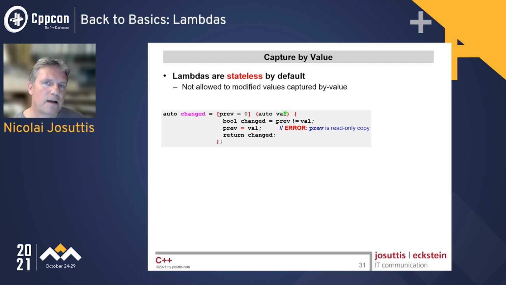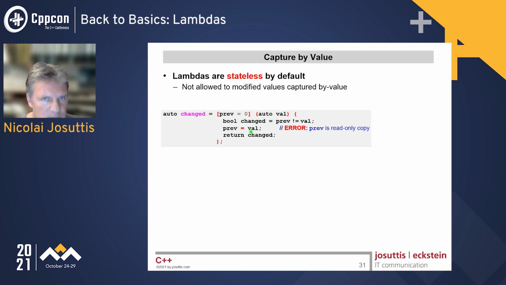The way to implement that is pretty easy. Let's check whether the previous value, initially 0, is different from the new value. Then we change. Then we have to store the new value here as the previous value for the next time. And then we return true or false, depending on whether it changed. This will not compile because we don't allow you to modify the local copy. You might say, wait a minute, that's a local copy. Where's the problem? Well, that's to protect you. And you will see in a moment why.